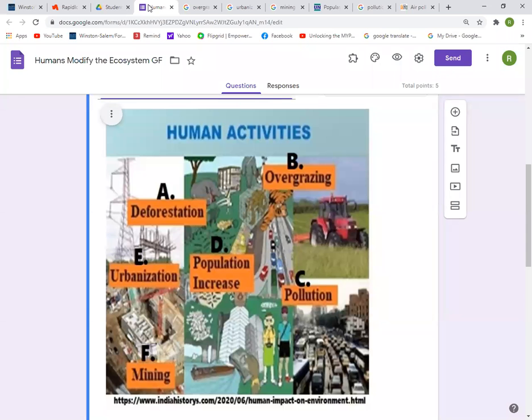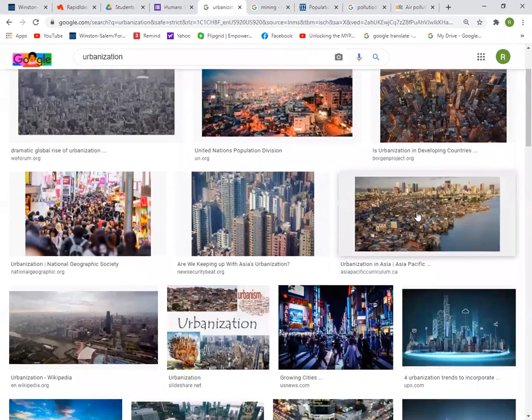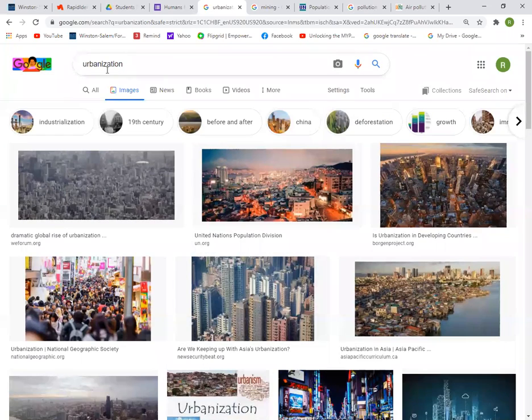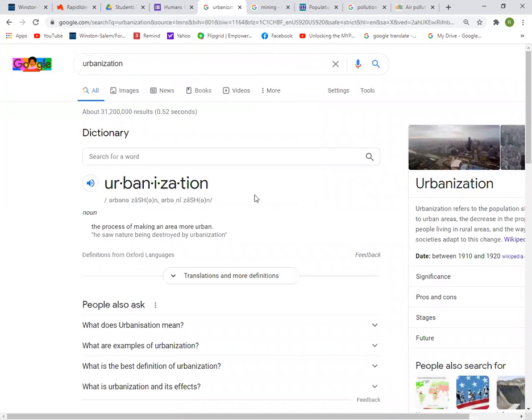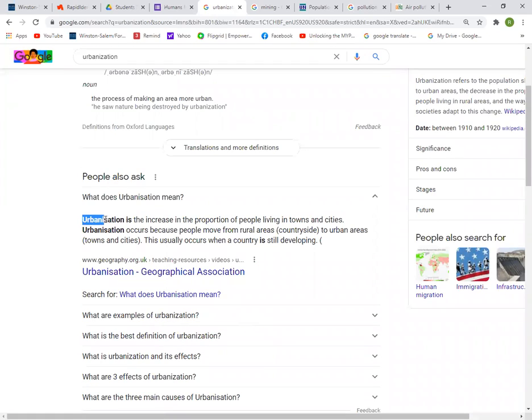Now, the next one, we have urbanization. So we have urbanization here. The pictures here show us the appearance of urbanization. So what is urbanization? Urbanization simply is the process of making an area more urban. So let's have a deeper meaning than that. Urbanization is the increase in the proportion of people living in towns and cities.